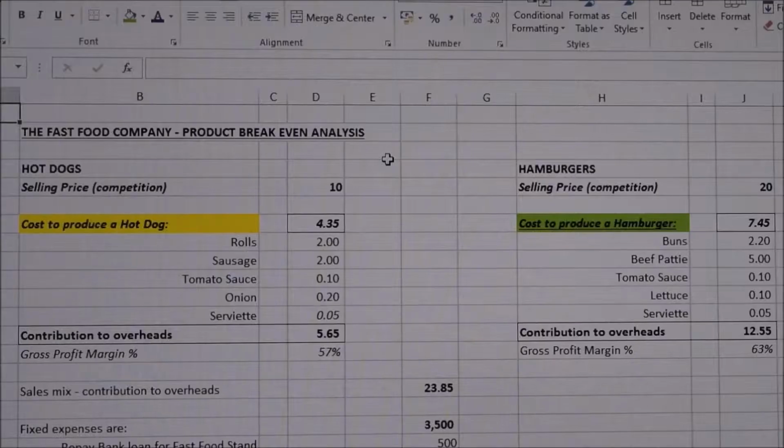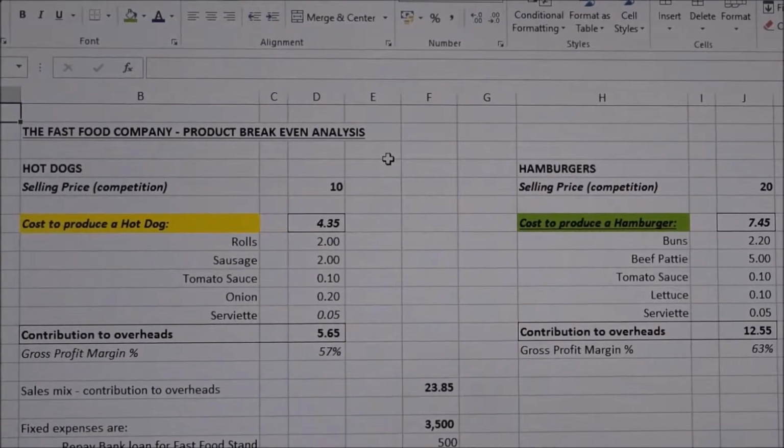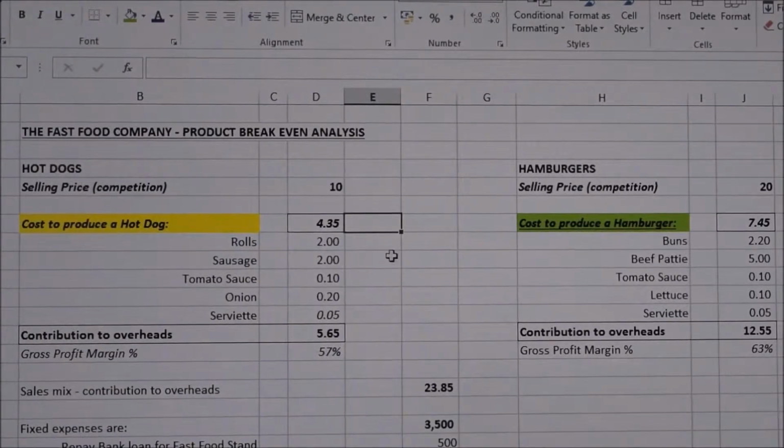Now let's have a look at the product break-even analysis of our fast food company. Our company sells hot dogs and hamburgers. The first thing we have to work out is what are the costs of our products. So the cost to produce a hot dog is in total R4.35. That's made up of our rolls, sausage, tomato sauce, onion and serviette. Together the costs are R4.35.